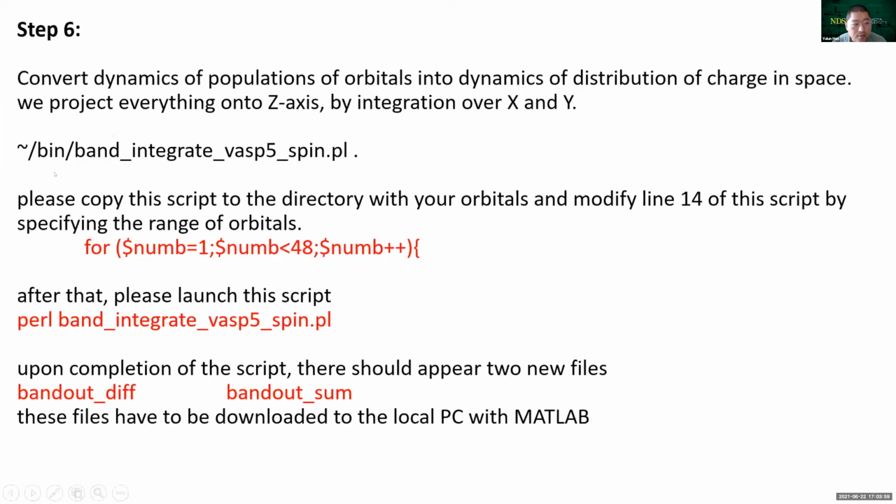You need to modify the script a little bit. You need to specify the range of orbitals, which is in line number 14. After we run the code, we'll have 2 files, a band-out diff and a band-out sum. And both these files are needed for the dynamics calculations.